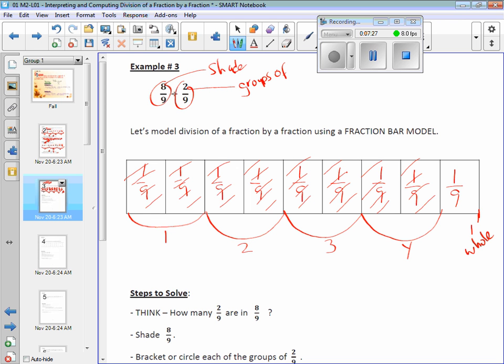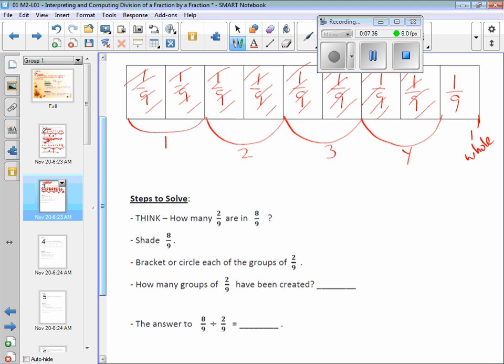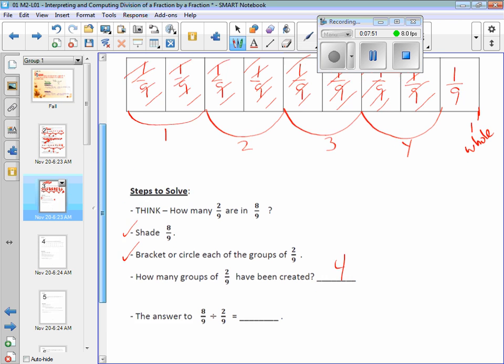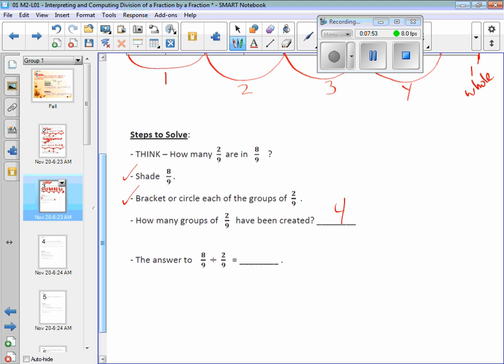I didn't shade this, so I don't need it. I already did this. So how many groups of 2 ninths have been created? Go. Therefore, 8 ninths divided by 2 ninths is what? And it's tricky, be careful. Some kids will make mistakes here.